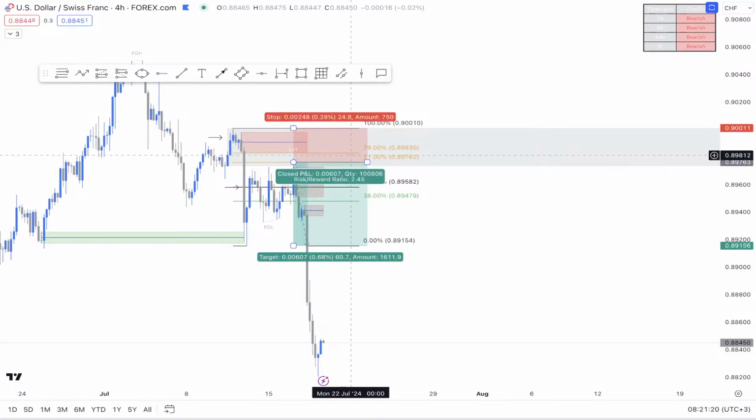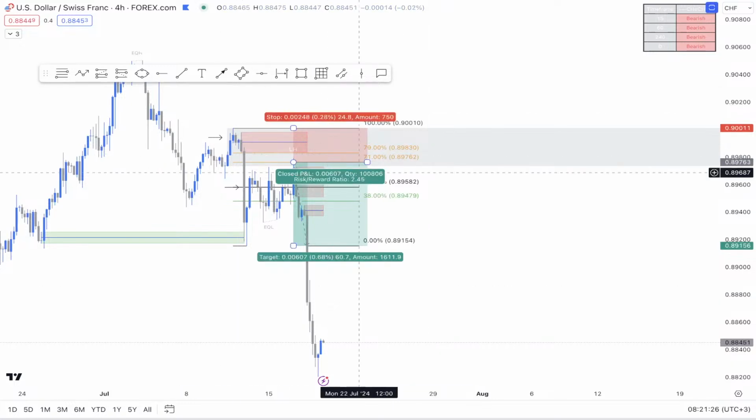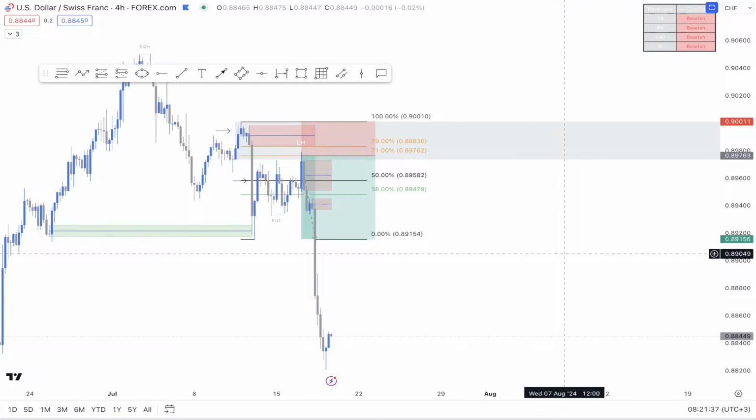To be more exact, we are going to start off with this beautiful trade that played out perfectly on USD CHF. It literally triggered our first entry and went straight into profit, smashing all of the targets. And I thought, why not do a trade breakdown on it? So the reason I took this setup is very simple.